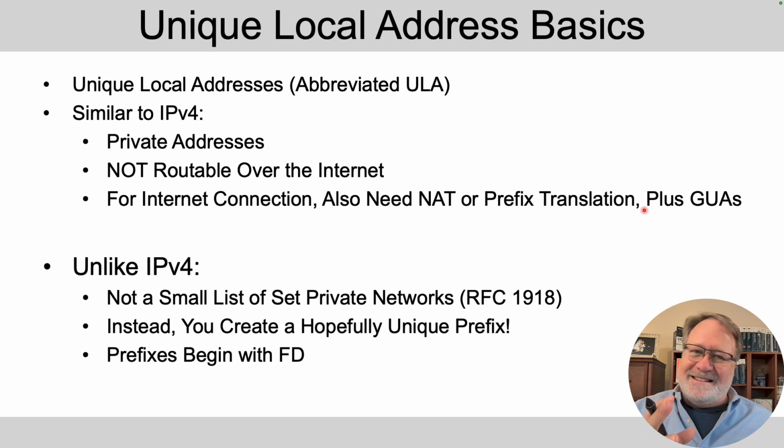However, they aren't identical in concept to private addresses in IPv4. For instance, there is no RFC that gives you a block of private addresses. In IPv4, there is. It's RFC 1918. For instance, network 10 in IPv4 is a private network. There's no such equivalent in IPv6. Instead, there's a process you go through to create a hopefully unique in the universe prefix for your EULA addresses, which is one of the things that makes it kind of interesting. And those prefixes start with FD, and that's what we'll talk about next.